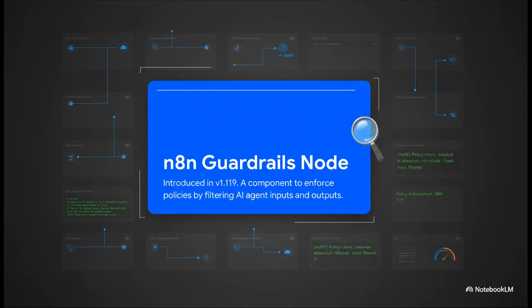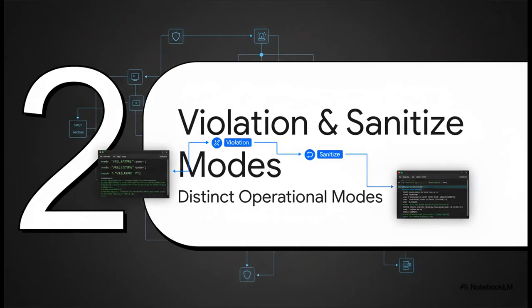Introduced in n8n version 1.119, the Guardrails node functions as a policy enforcement component within a workflow. Its primary role is to filter text data for the inputs and outputs of AI agents. The node's behavior within a workflow is determined by one of 2 distinct operational modes.